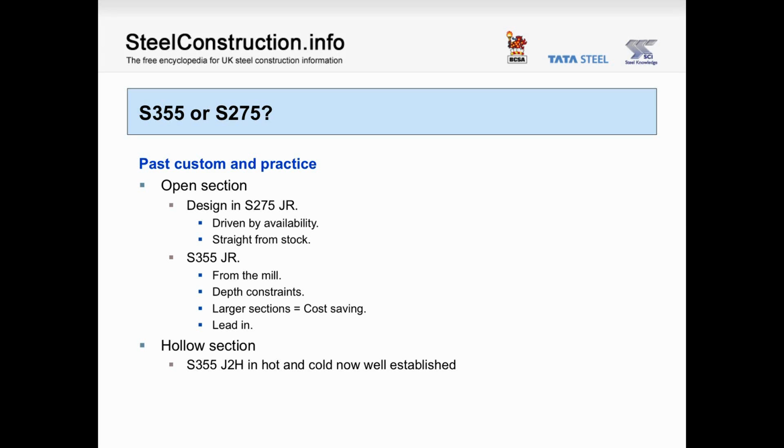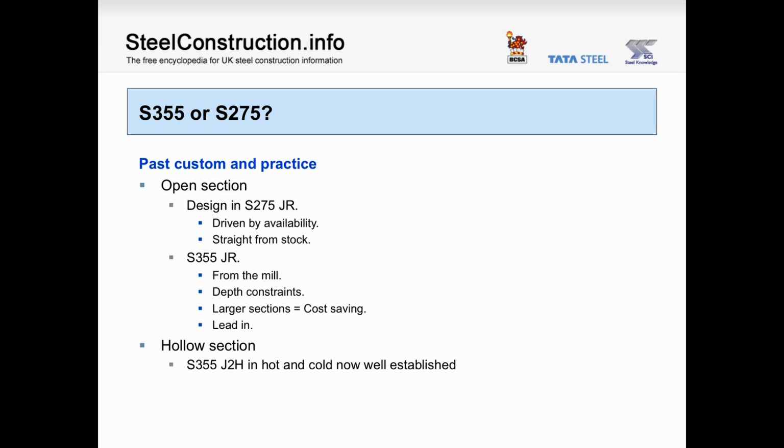in this grade. Many engineers were aware that S355JR was available at a very modest cost uplift, but mill supply only. This had implications in terms of lead-in, and so was often only specified where depth was a critical design factor, or where the scale of the project made weight and cost savings attractive. And I'll revisit open sections in the next slide.